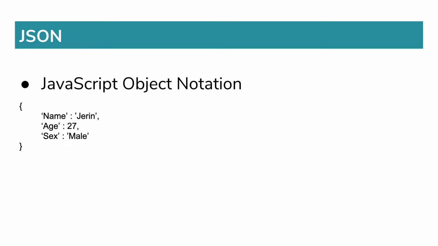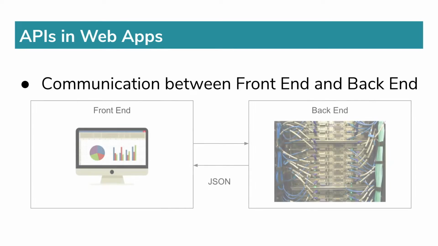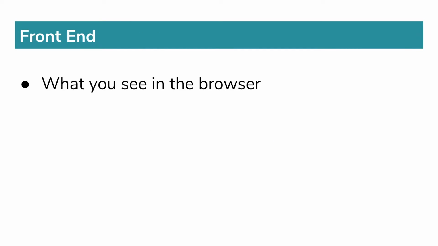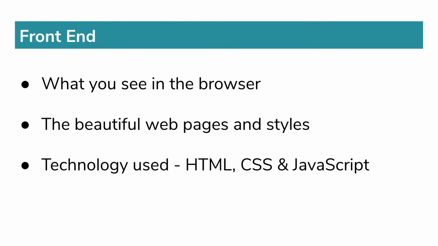Now that you are clear about APIs, let's understand where APIs are used in web applications. They are primarily used in the communication between the frontend and the backend. The front end is what you see in the browser. It consists of all the beautiful web pages, styles, and animations. The technologies used are HTML, CSS, and JavaScript. HTML for page structure, CSS for styling, and JavaScript to make the page more interactive.